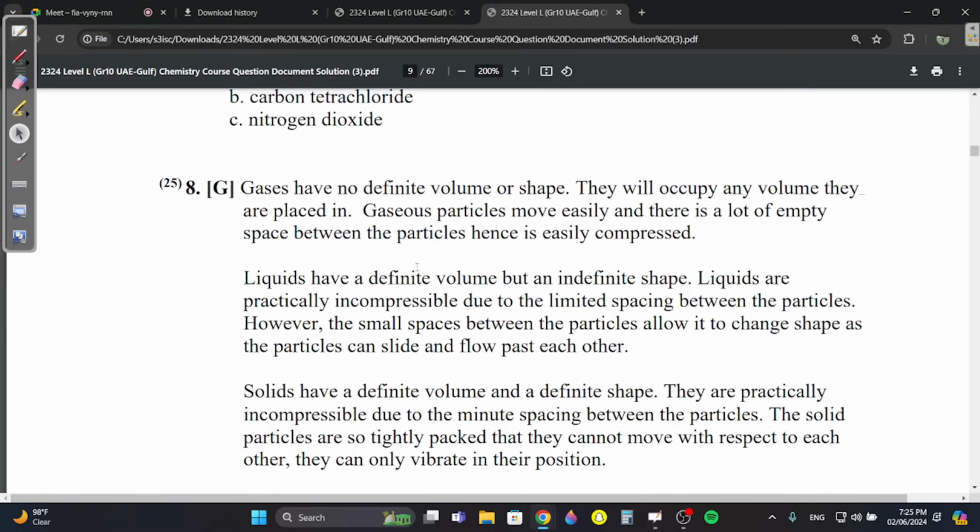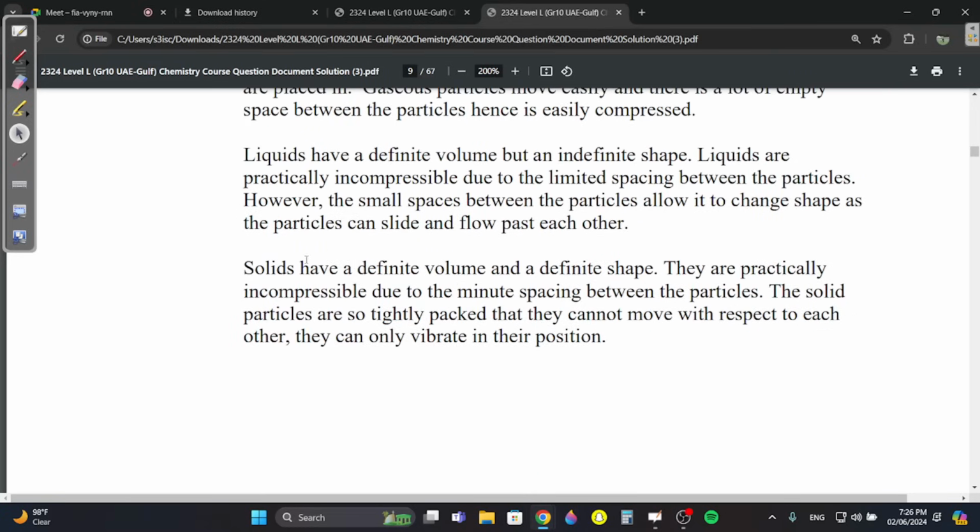Liquids have a definite volume but an indefinite shape. They take the shape of their container. Sometimes, for example, if they put that liquids have a definite volume and shape, you don't choose that because it has an indefinite shape. Liquids are practically incompressible due to the limited space between the particles, so the particles are not very spaced out. However, the small spaces between the particles allow them to change shape as the particles slide and flow past each other. But solids, remember that they can slide and flow past each other. For liquids, the keyword is slide.